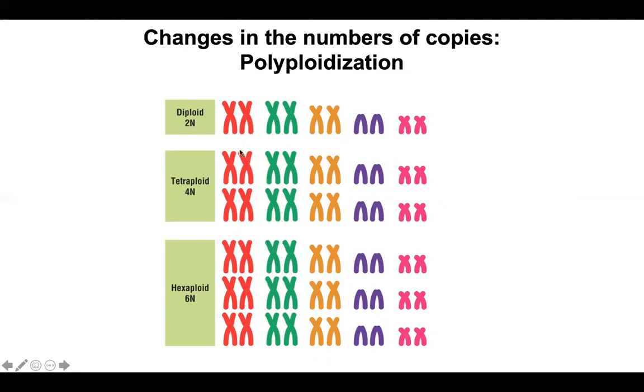So polyploidization simply takes the entire genome and makes additional copies of the entire genome. And that, of course, is a massive scale change.